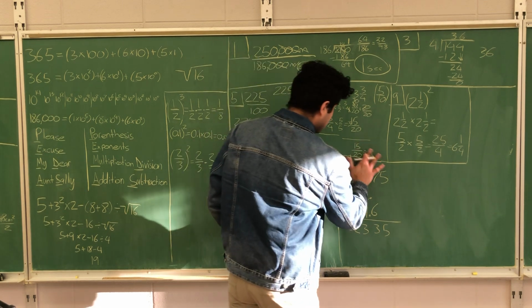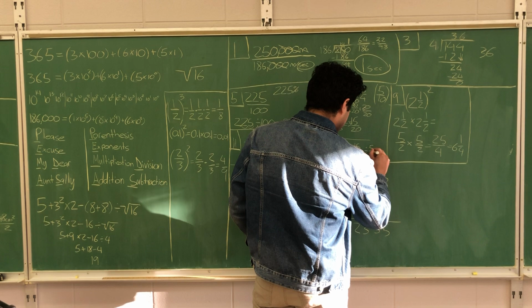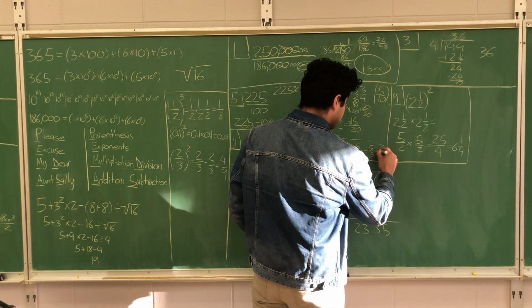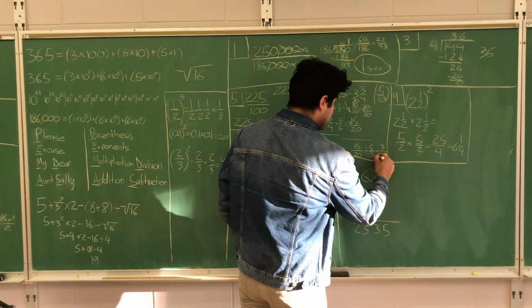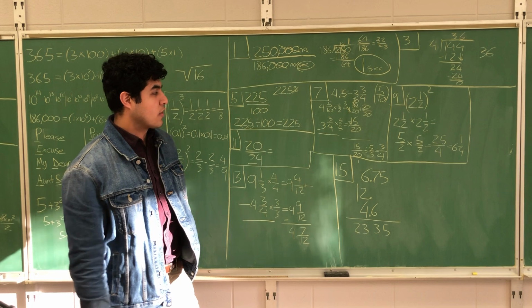And let me fix that. I usually put that down. So 5 goes in evenly into both. 5 goes into 15 3 times evenly. And 5 goes into 20 4 times evenly. So our final answer for number 7 would be 3/4.